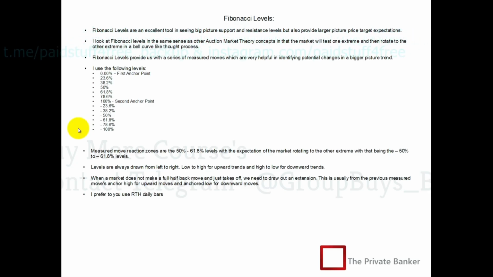So measured move reaction zones are typically the 50% to the 61.8% levels, with the expectation of the market rotating to that other extreme. Levels are always drawn out from left to right, low to high for upward trends and high to low for downward trends. And I'll show this in a minute. When a market does not make a full pullback or full half-back move and just takes off, we need to draw out an extension. This is usually from the previous measured move's anchor high for upward moves and anchor low for downward moves.